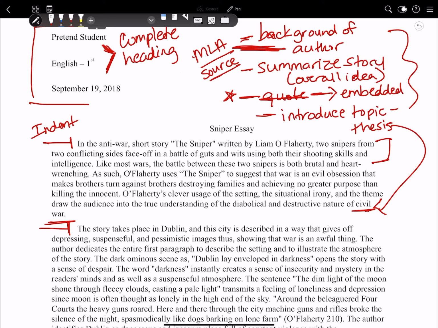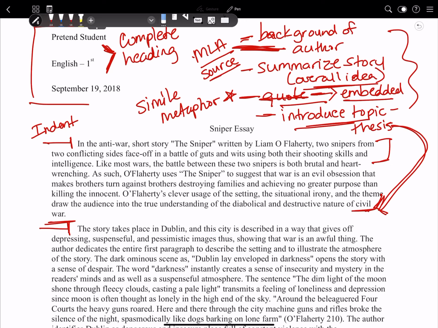Okay, so once again, you have the background of the author, summarize the story, the overall idea. You can use a quote, but you better make sure you embed it or flow. You can introduce the topic that connects to your thesis. Or, of course, a simile or a metaphor is always great. I'm going to show you more about writing metaphors and similes, especially extended metaphors, in the future. But right now, those are all possibilities for how you can start your intro. All right, so let's look at her intro and what's going on with it.